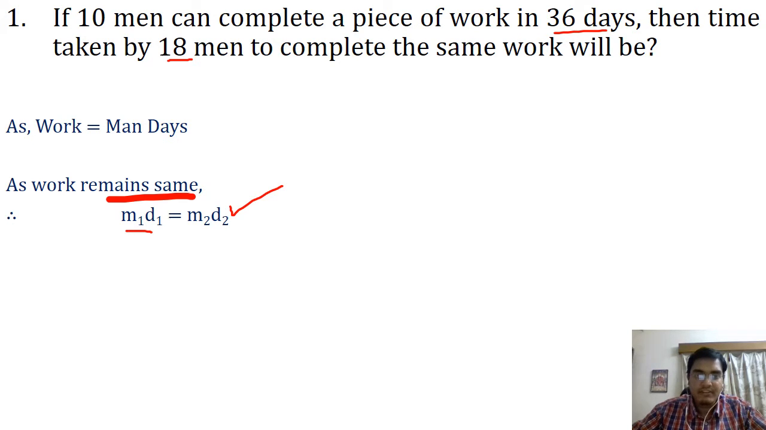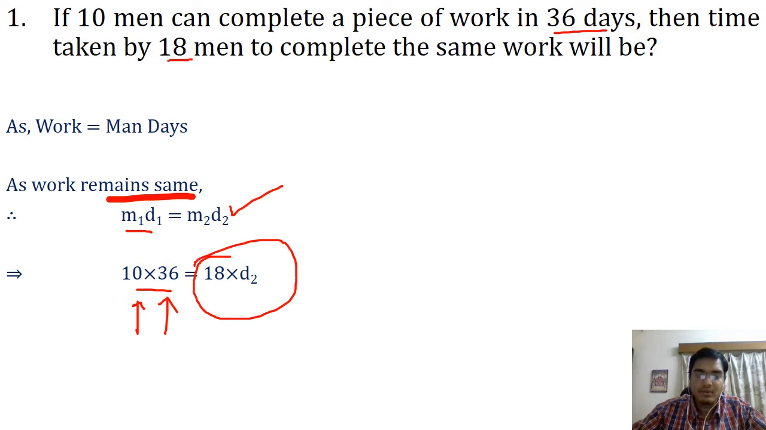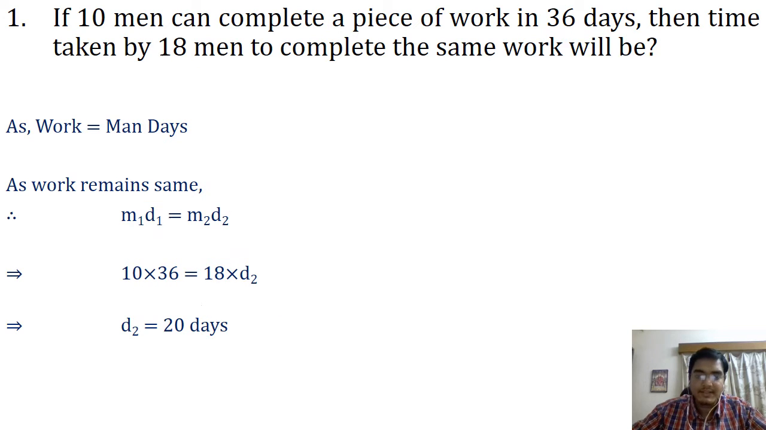So from M1 D1 we get 10 into 24, 10 men and 24 days. So M1 into D1, and this should be the same as M2 into D2, 18 into D2. So from here we get D2 is equal to 20 days, right? We cancel this out by 2. So we get D2 equals 20 days. So 18 men would require 20 days to complete this work. This is the basic concept which will be involved in these types of questions.